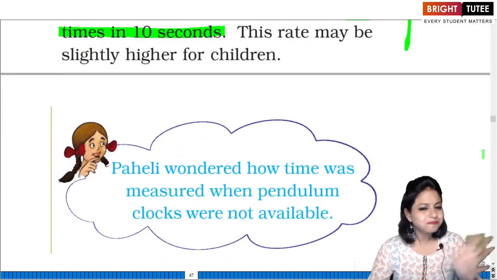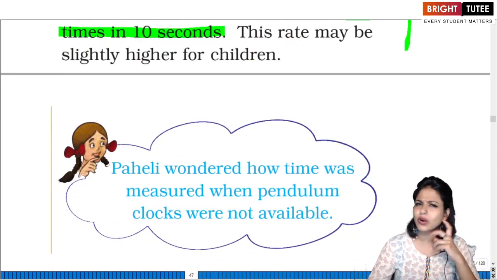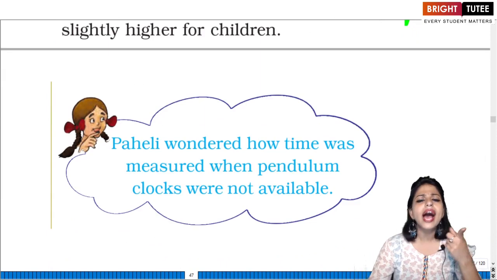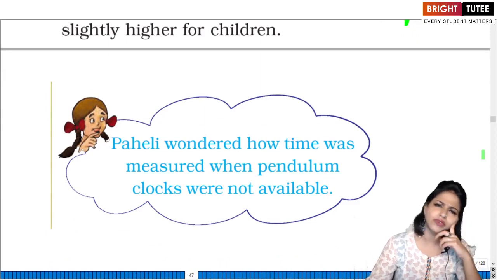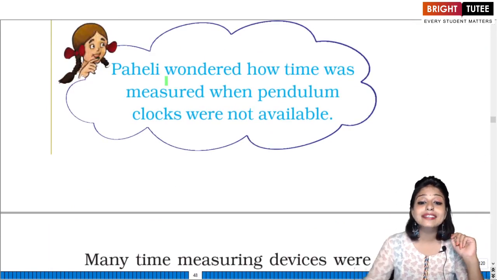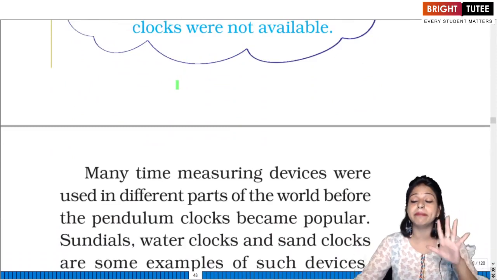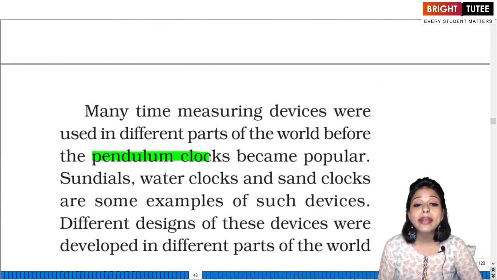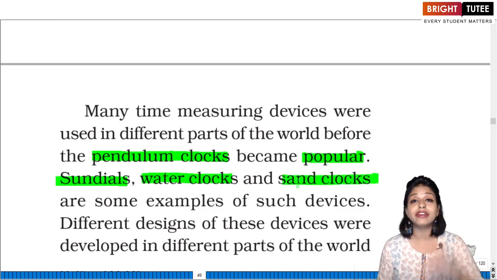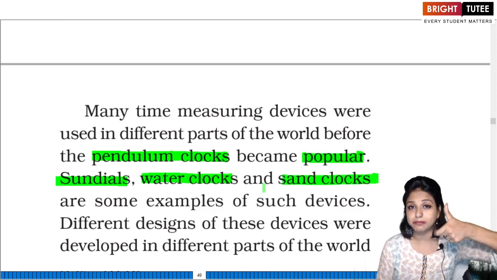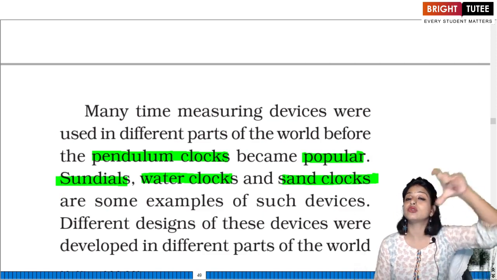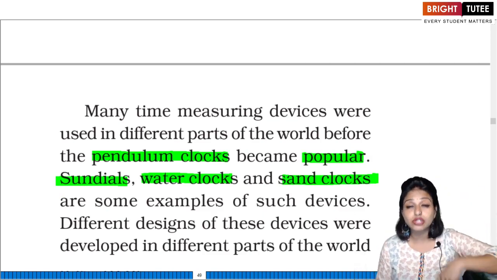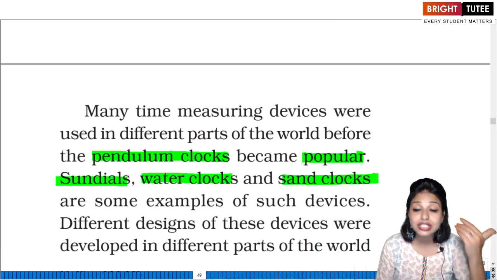So Paheli now here is wondering something. And what is she wondering? She is wondering how time was measured when pendulum clocks were not available. So people, as I told you, there were many time measuring devices even before the use of the pendulum. Before the pendulum clocks became popular, there were sundials, water clocks, and even sand clocks. So even today we use the sand clock in board games, right? You get 1 minute or 2 minutes to solve a puzzle. So sand clocks were those. There were water clocks, sundials, which are still used.